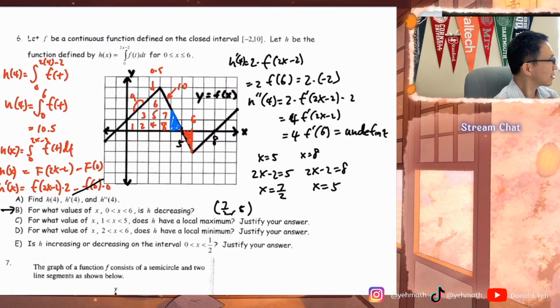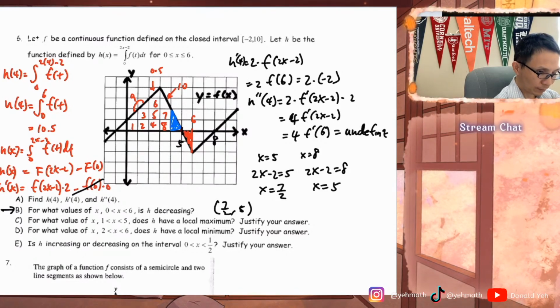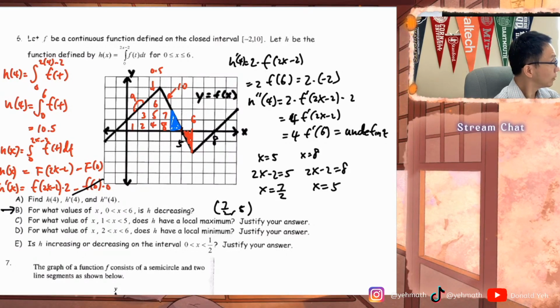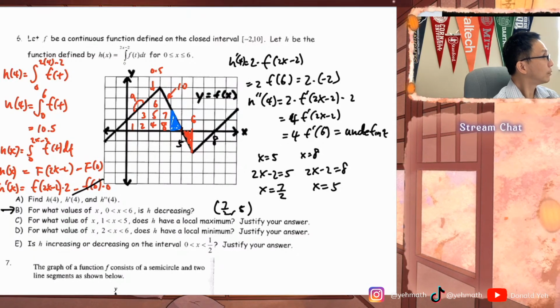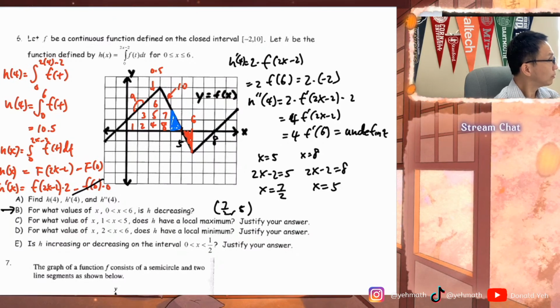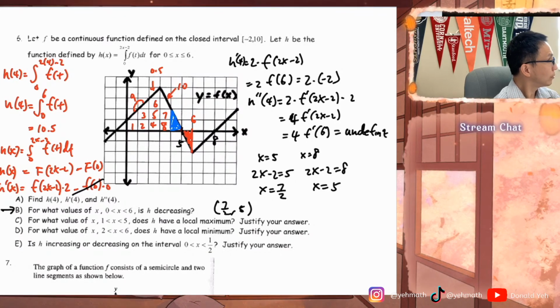Does that make sense? So for questions like this where it doesn't give you the integrals going from 0 to x, it's like a function. You have to plug in the value you get from the graph into that function to get your answers.